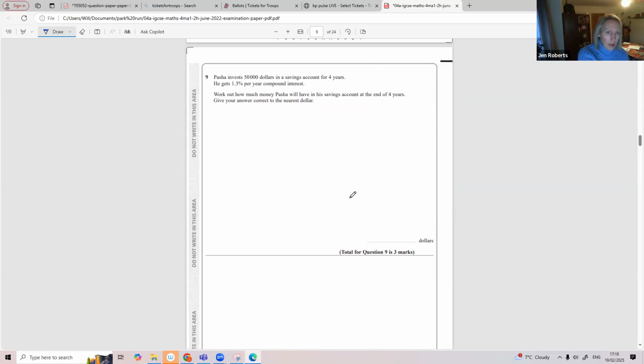So we've got a compound interest question here. Yeah, we've got $50,000. So we need to change this into a multiplier. It's increasing by 1.3% each year. So it's 100% plus 1.3. Sorry, 100% plus 1.3% is 101.3%.